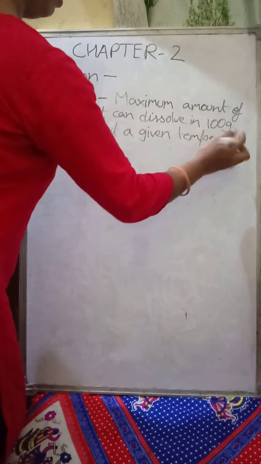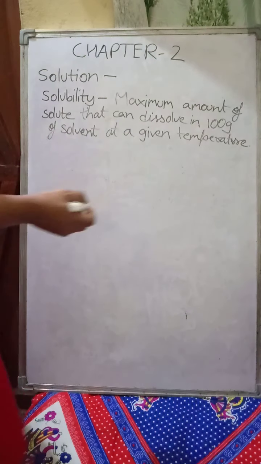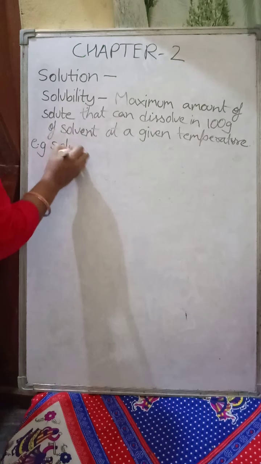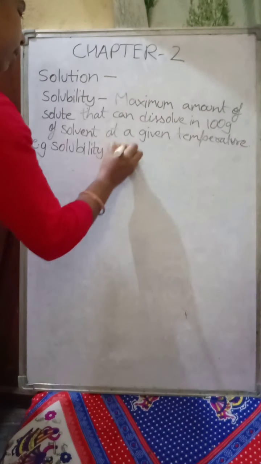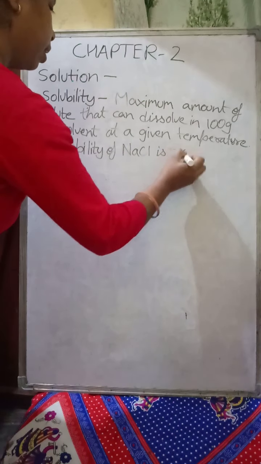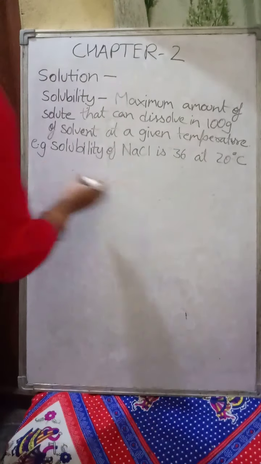At a given temperature is known as solubility. The temperature should be constant because the solubility changes with change in temperature. For example, solubility of NaCl, that is common salt, is 36 at 20 degree Celsius.